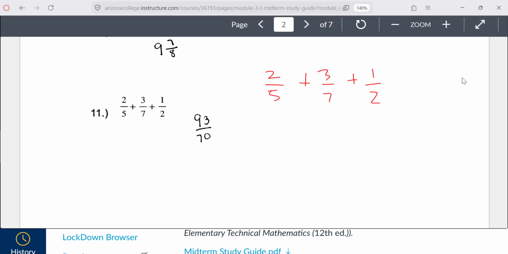5 times 7 is 35, which means 5 will go into 35, 7 will go into 35. But can 2 go into 35? No. So we do 5 times 7 times 2, which gives us 70. 5 times 7 is 35. 35 times 2 is 70. So you've got 70. So that is going to be LCD. So LCD is 70.